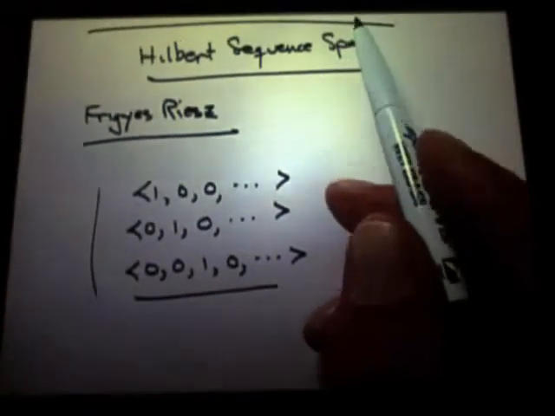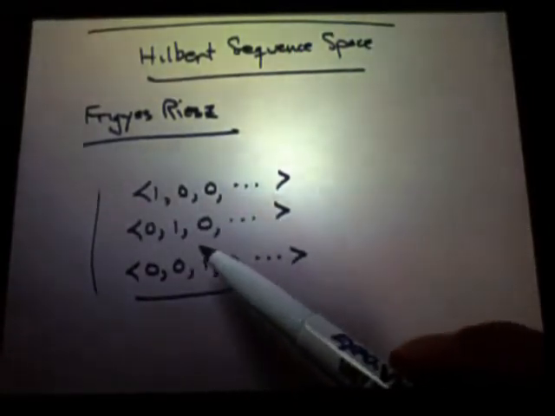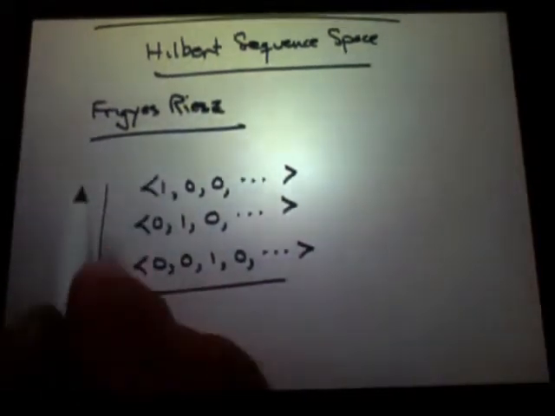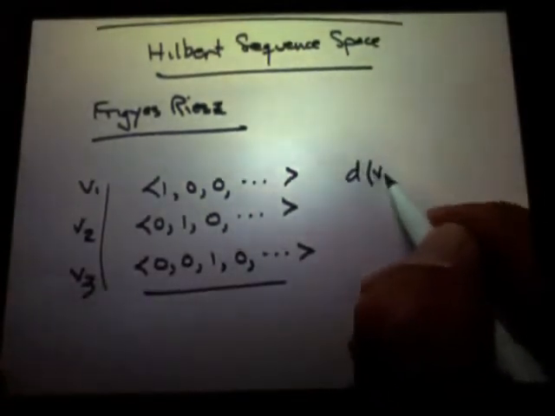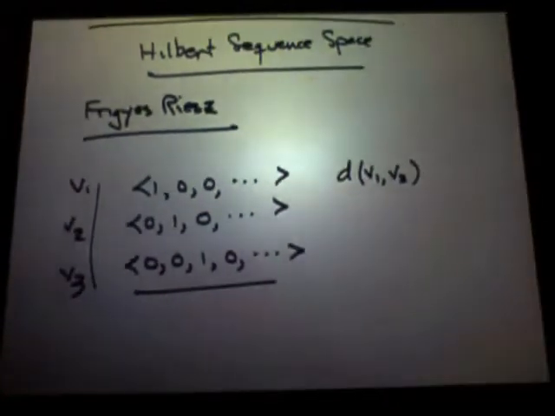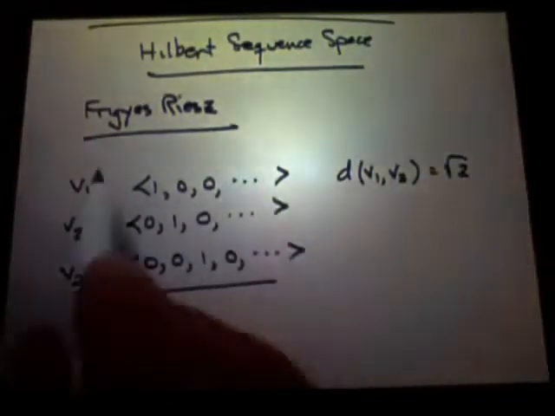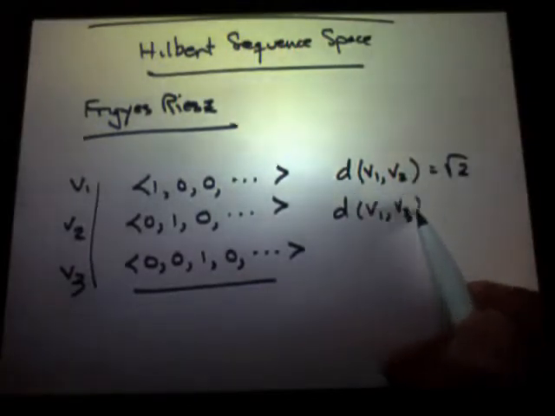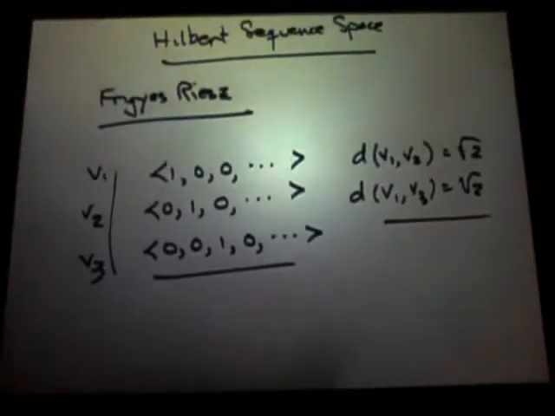There's a distance function here. You take the difference in coordinates, square them, add them up, and take the square root. So what's the distance between these two? If this is V1, V2, V3, the distance between V1 and V2 is the square root of 2, right? The distance between V1 and V3 is also the square root of 2. Everybody's the square root of 2 apart, right?